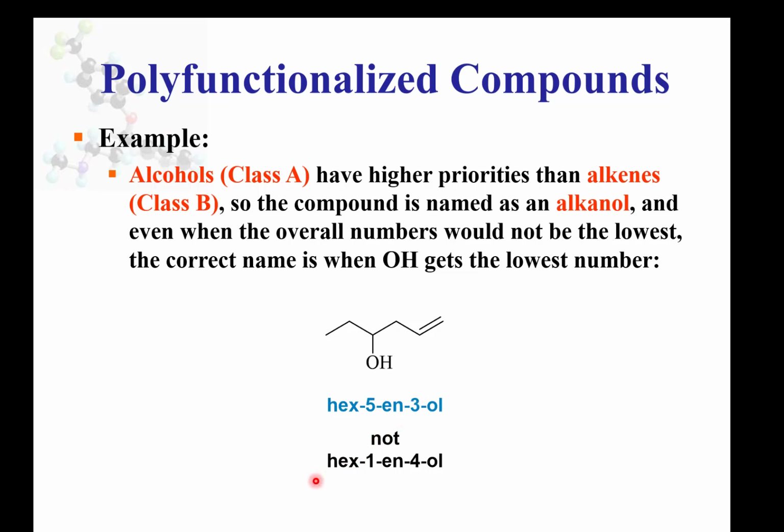We do not name it hex-1-ene-4-ol, even though 1 is smaller than 3, the first number that comes. This is because by naming this as a derivative of the class A functional group alcohol, we have to also give the functional group the lowest possible number. So 3-ol is lower than 4-ol.